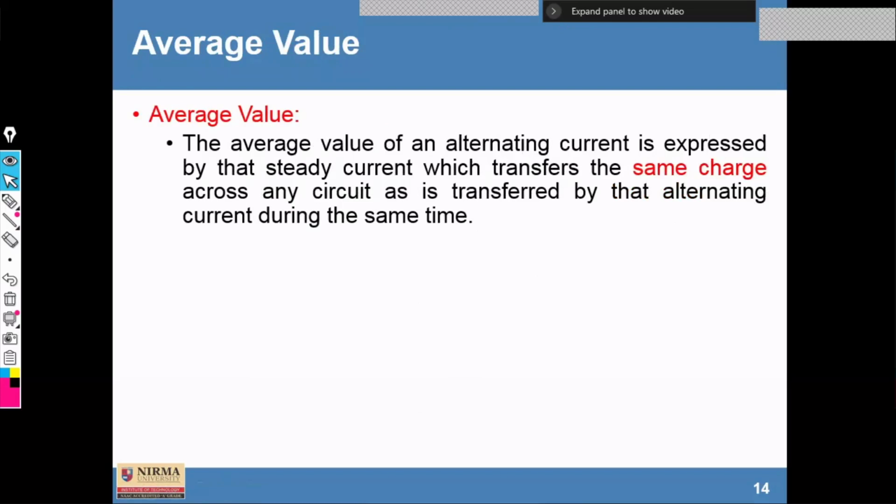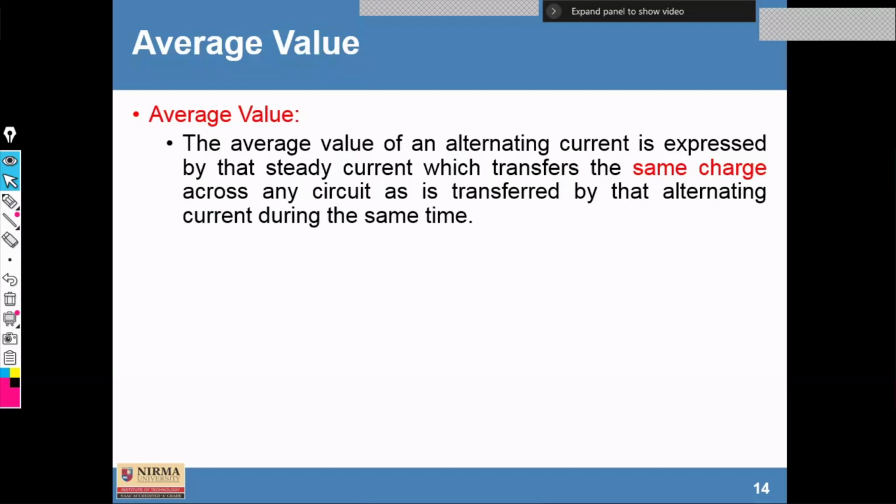The average value of an alternating current is expressed by that steady current, means DC current, which transfer the same charge across any circuit as is transferred by an alternating current during the same time. So in the previous case, that was same heat.